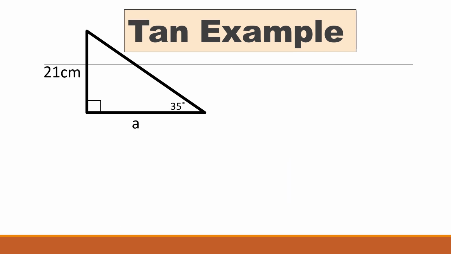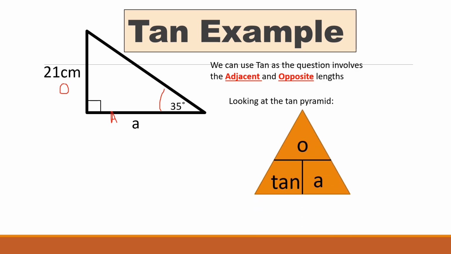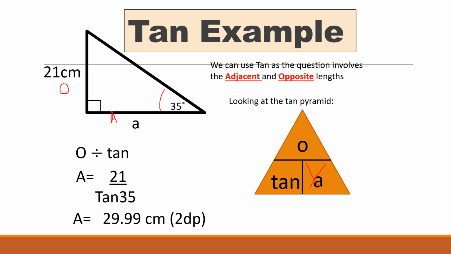So if I look at a tan example, this again is my angle, that's O, that's my hypotenuse, which is longer, but that is my A at the bottom. So again, I'm dealing with the opposite and adjacent, so this is the tan pyramid. This time I'm working out what A is, so I'm going to cross my A out. So it's going to be the opposite, which is 21, divided by tan 35. And that gives me 29.99 centimeters to 2 dp.